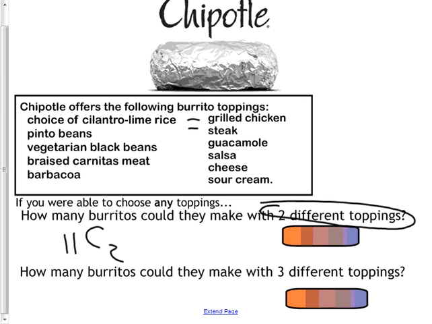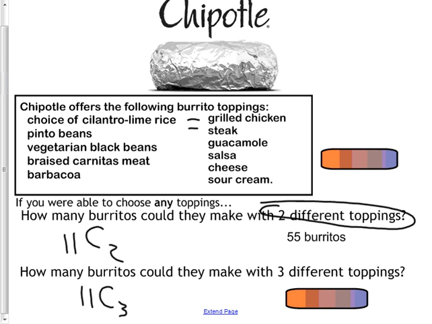All right. Now, how many burritos could they make with 3 different toppings? It's just 11 choose 3. That's all there is to it. Do you think there'll be less or more? If I do 11C3, do you think that'll be more or less? I'll be your calculator for you.